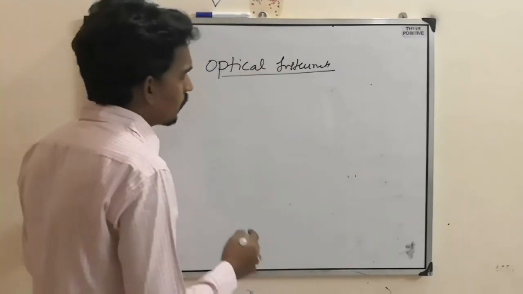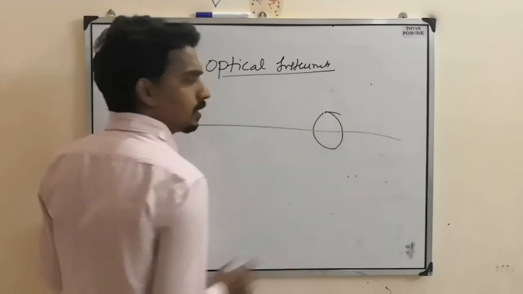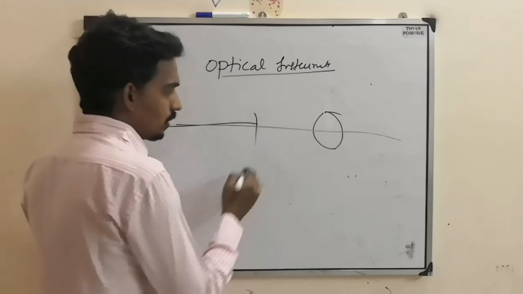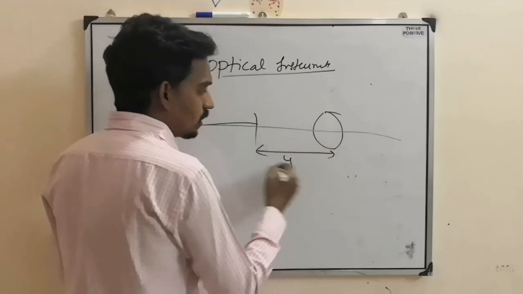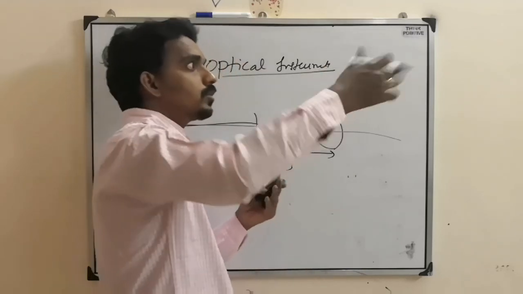Then the other one is hypermetropia, the reverse. Now in the human eye, you can see from infinity up to this distance. This is the distance below which you cannot see. Near objects we cannot see. Far objects we can see.